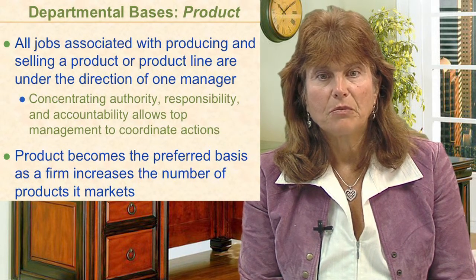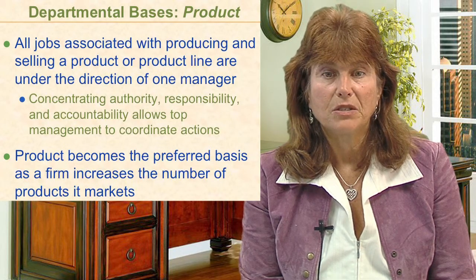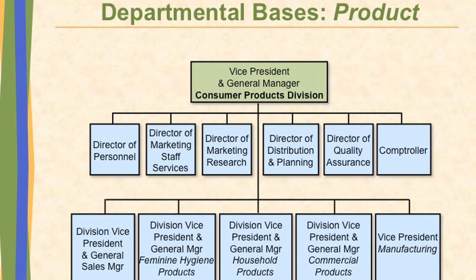The product becomes a preferred basis as a firm increases the number of products in its markets, and you need managers and leaders to be on those particular products. Here's an example of a department basis based on product. So you can see we have the whole functional area of controller, marketing, personnel, and then we have them divided by product, like whether they're going to have different hygiene products, household products, commercial products. This would be like a Procter & Gamble type of organization.